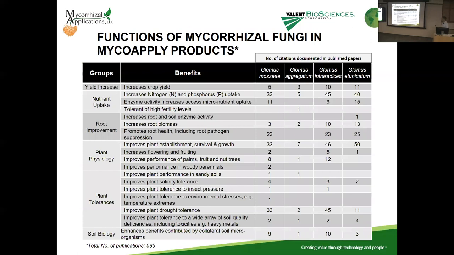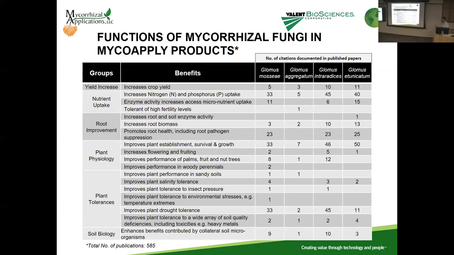And this is just a quick review of one of the products that Mycorrhizal Applications sells. It's MycoApply, which contains four different species. We compiled and reviewed the literature, nearly 600 papers, and listed which species is responsible for what functional benefits. You can see that different species provide different benefits. For example, in the case of Glomus mosseae, in nutrient uptake, enzyme activity increases, excess micronutrient uptake. There are 11 papers showing the benefits for Glomus mosseae, and also for Glomus intraradices and Glomus tunicatum. So it's interesting to see that different species provide different functional benefits.